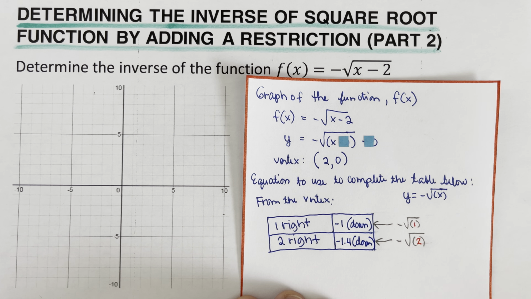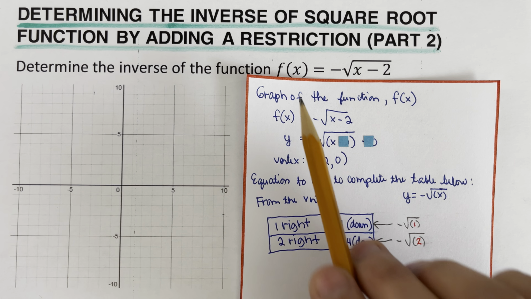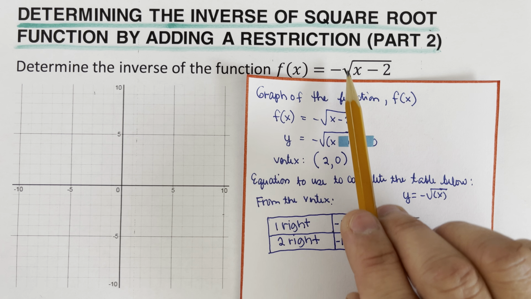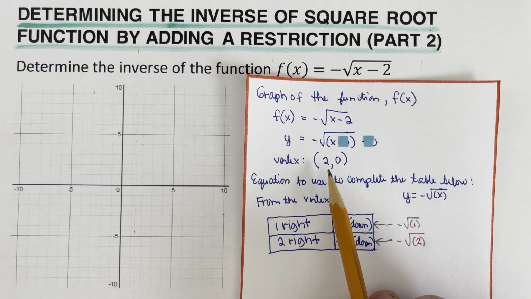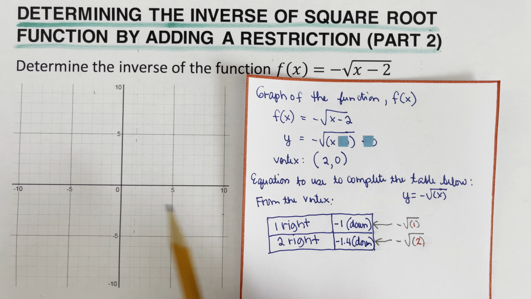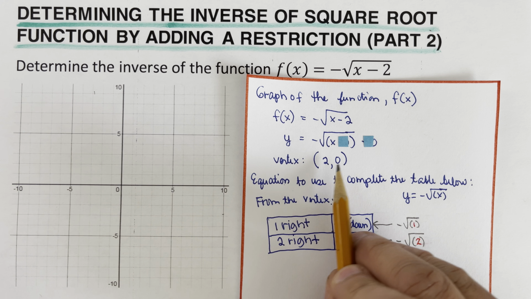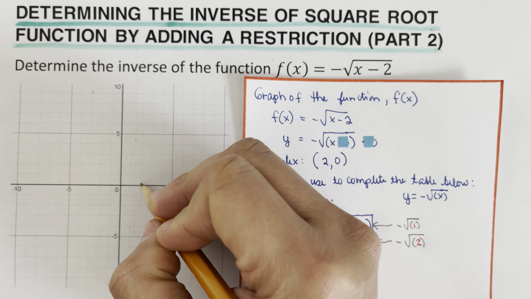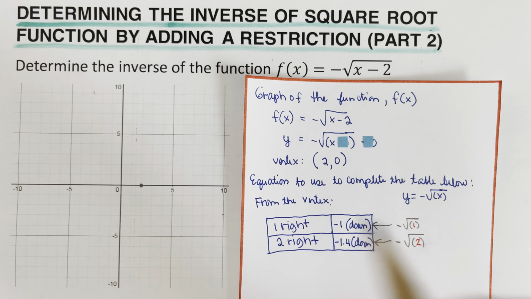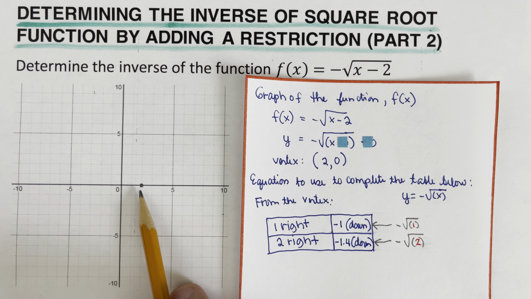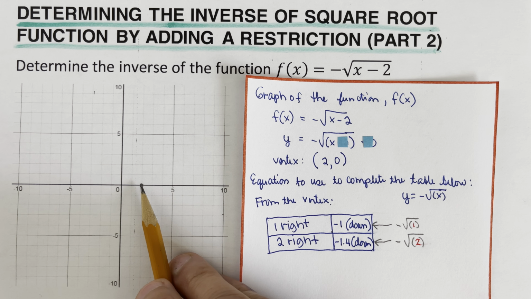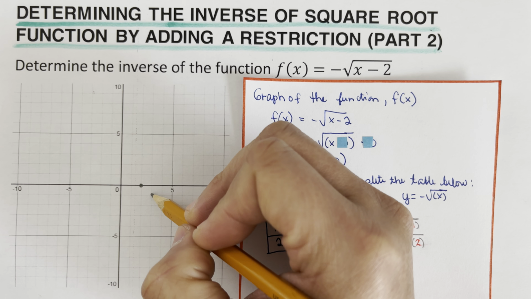So from here we can sketch the graph of this function f of x is equal to negative square root of x minus 2. We start from the vertex (2, 0). So that would be (2, 0) right here. That's the x and the y, so (2, 0) goes here. And then from this point right here, we go 1 right and 1 down. So I go 1 right and 1 down. This is where it's going to sit.